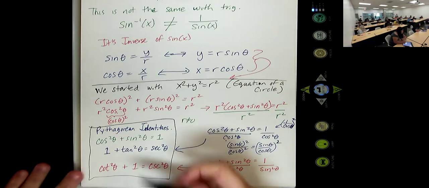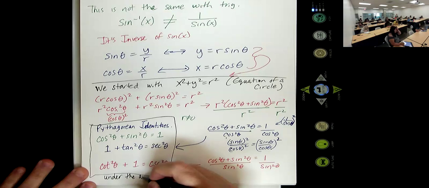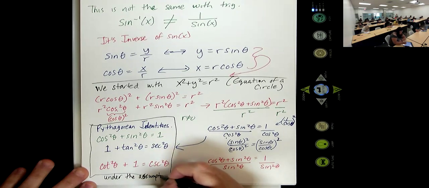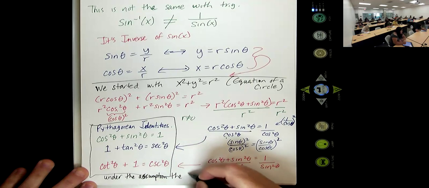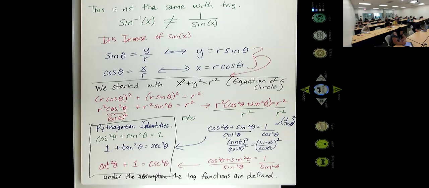And this is under the assumption the trig functions are defined. Like we had a couple of those functions at 90 degrees and 0 degrees, some of them are not defined, so you can't do it.